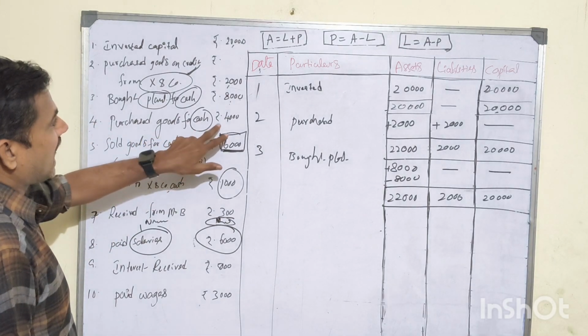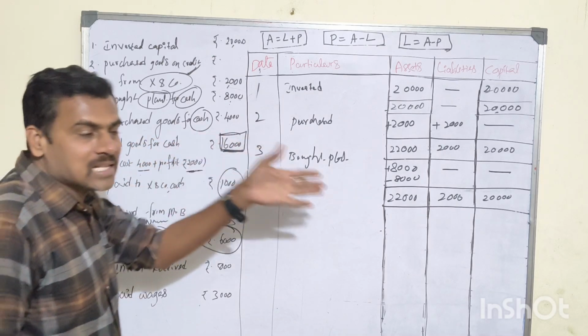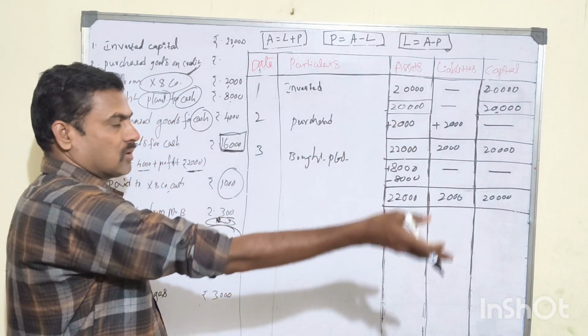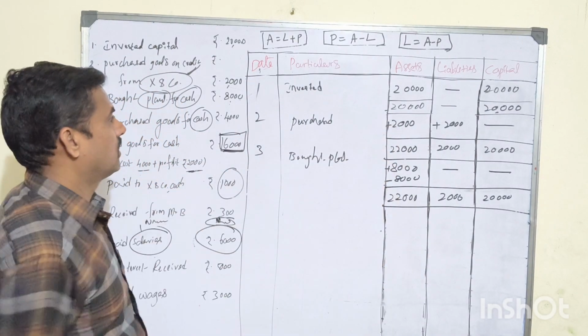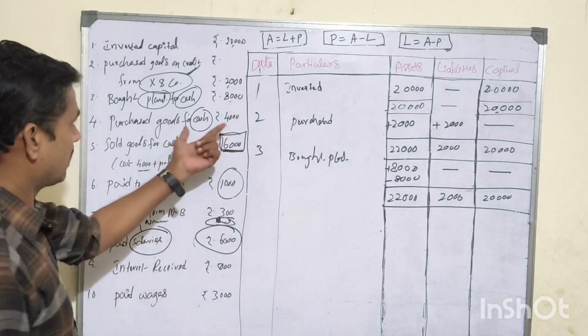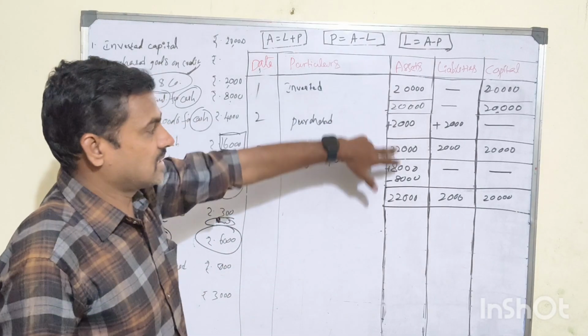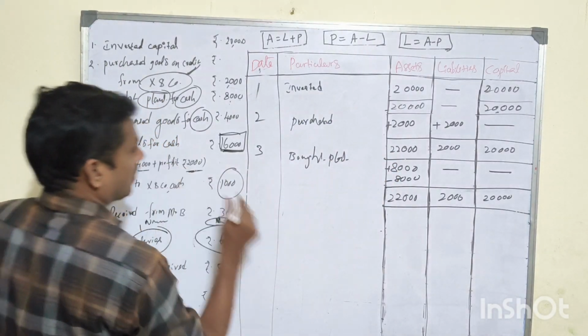Purchased goods for cash. This time, the company is purchasing goods on a cash basis. Taking goods, paying cash to the third party, whoever is selling the goods. Now, what are the two aspects? One is cash, one is goods. Goods is coming to the business. What is the nature of goods? Asset. Record it. Fourth one.